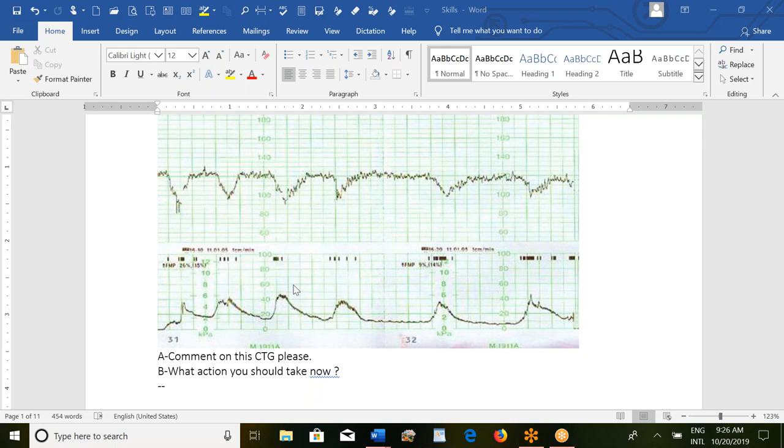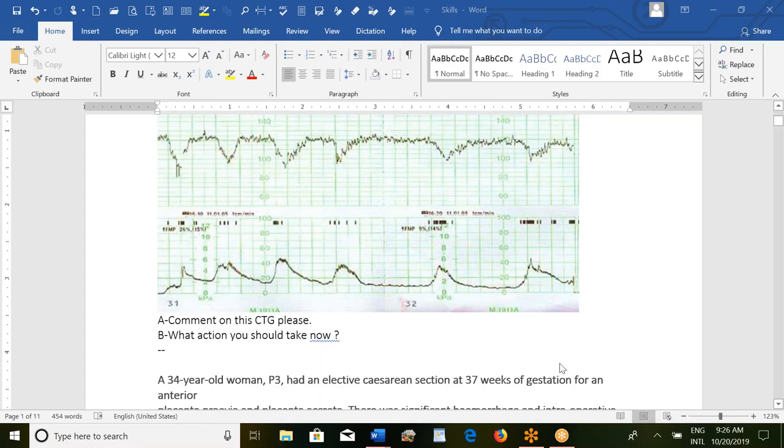If it didn't improve, then we can decide depending on the gestational age and the VE findings for her. If she is more than 4 centimeters and more than 34 weeks, then we can go for fetal scalp sampling. If it continued like that for 50 minutes, then we can go for fetal scalp sampling.